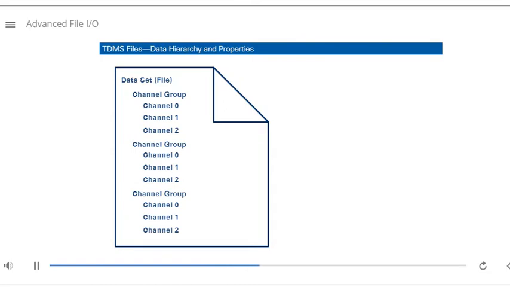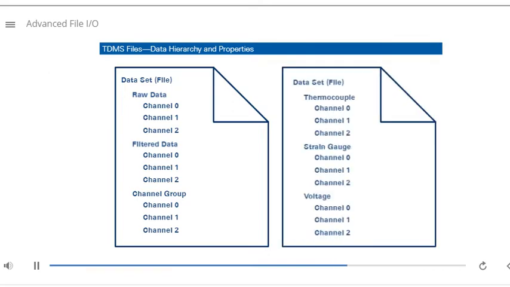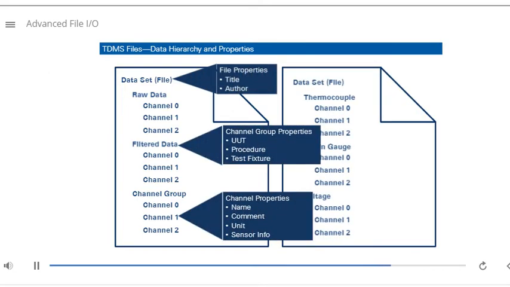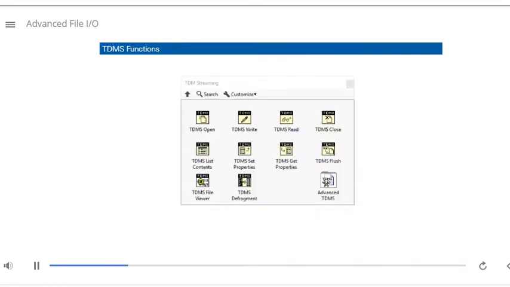For example, you may have one group for your raw data and another group for your filtered data in a single file. Or you might have multiple groups that correspond to sensor types or locations. Additionally, at each level, you can store multiple properties to provide metadata. This helps you achieve well-documented and search-ready data files. Use the TDMS functions to write to, read from, and search TDMS files.